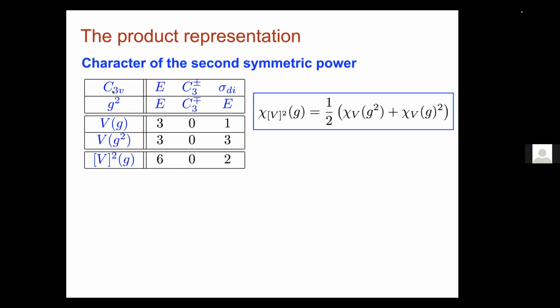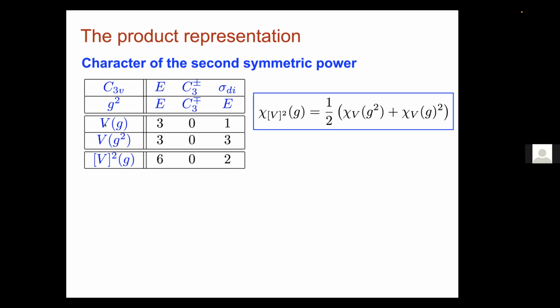So this is the group C3v. These are the elements. I have to compute also the squares of the elements. The square of E, the identity, is obviously the identity. The square of C3 plus is C3 minus, and of C3 minus is C3 plus, but they're in the same class, so that doesn't matter. And the square of a reflection plane is obviously the identity. If I reflect twice on a plane, I come back to the original. So these are the elements, G, and the squares of the elements.